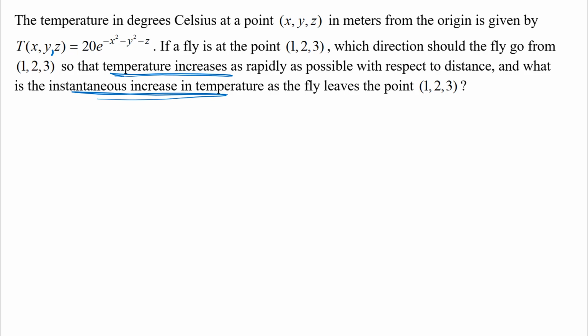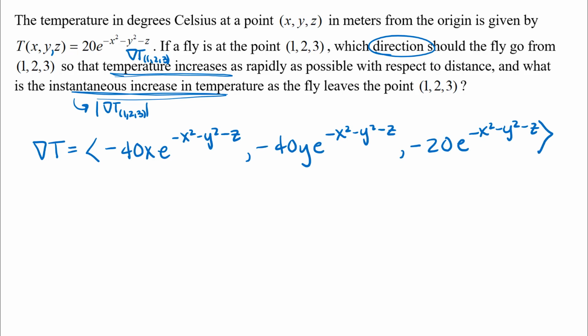The direction that we go for maximum function increase would be the gradient of the function evaluated at that point, and the magnitude of that gradient vector evaluated at that point gives me the instantaneous rate of change in that direction. So there's not a lot of work to this problem; it's just a matter of recognizing what you need to do to get the answers. In the previous video we calculated the gradient vector, so I'll go ahead and write that down here. We also evaluated the gradient vector at the point 1, 2, 3.